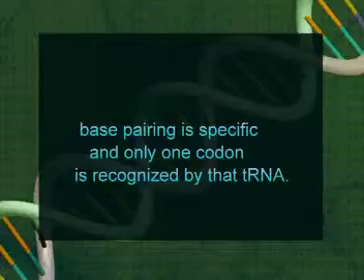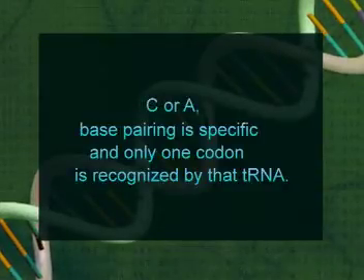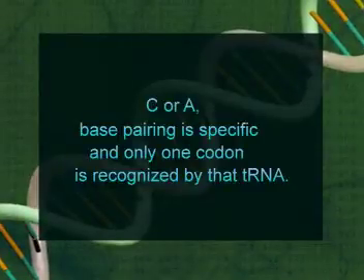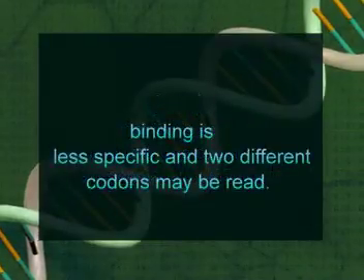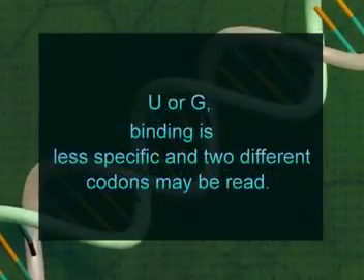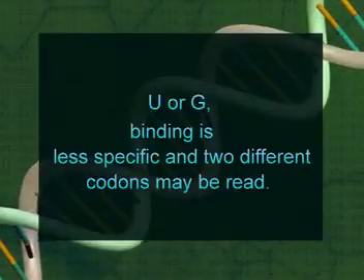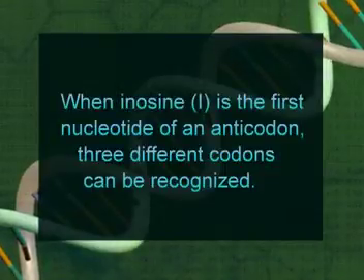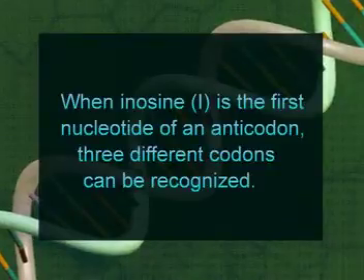When the first base of the anticodon is cytosine or adenine, base pairing is specific and only one codon is recognized by that tRNA. When the first base is uracil or guanine, binding is less specific and two different codons may be read. When inosine is the first nucleotide of an anticodon, three different codons can be recognized.